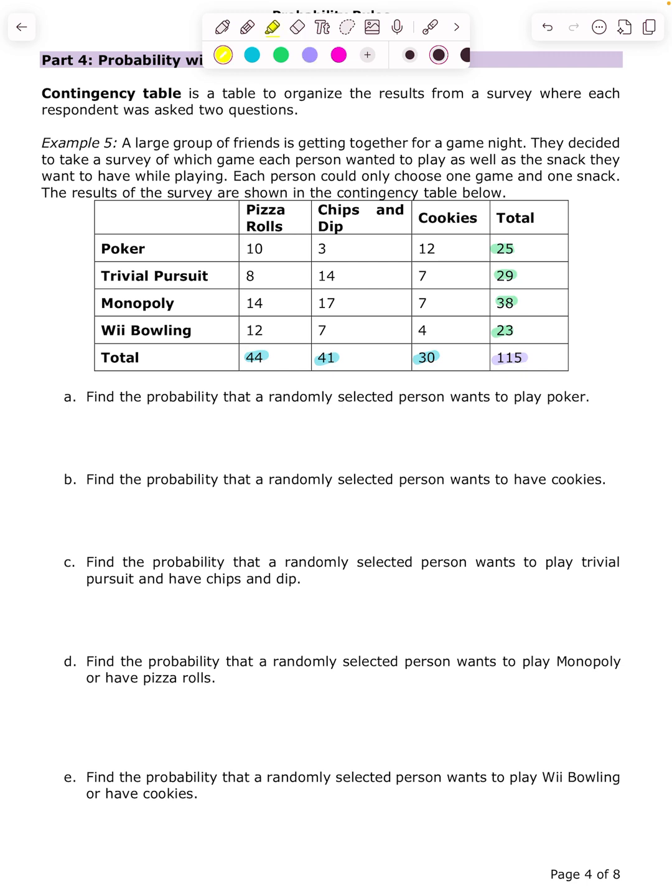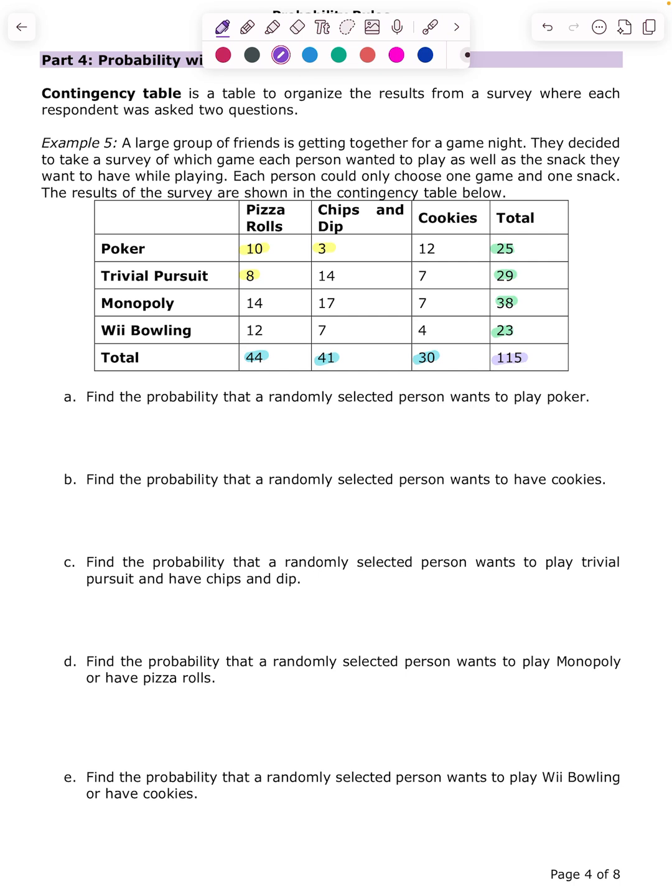Then the inside part of the table shows you the overlaps. These 10 people are the 10 people that chose to play poker and eat pizza rolls. These 8 people also wanted to eat pizza rolls, but they wanted to play Trivial Pursuit. These 3 people wanted to play poker, but they wanted to do so while eating chips and dip. So this is a quick summary on how we read these contingency tables. And now we're going to look at how we can use the contingency tables to answer a few probability questions.